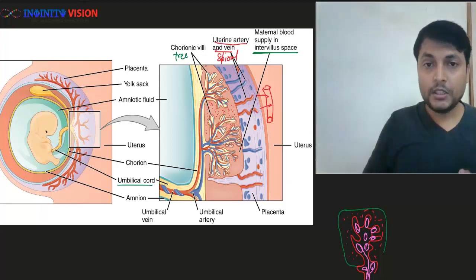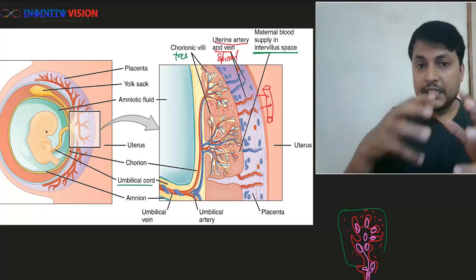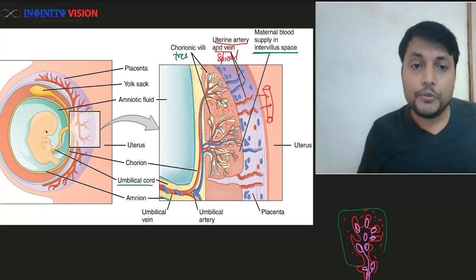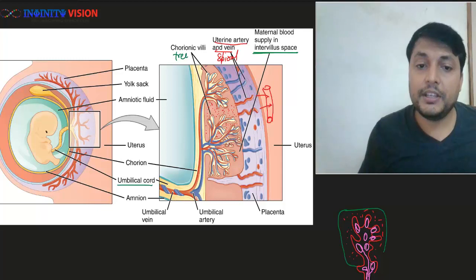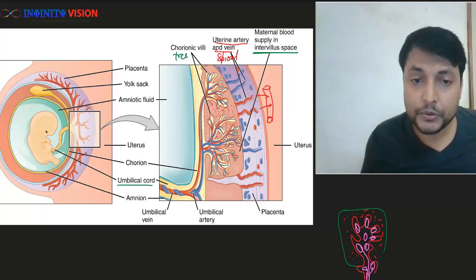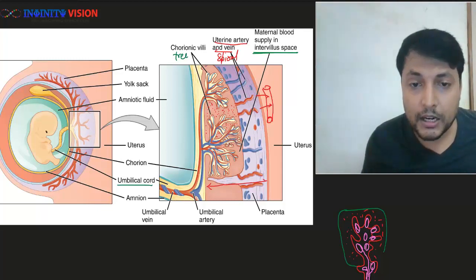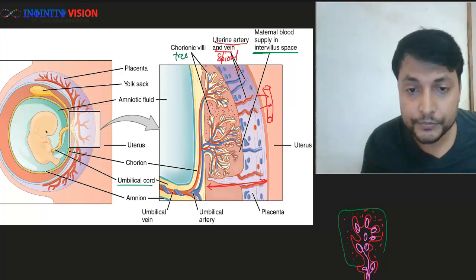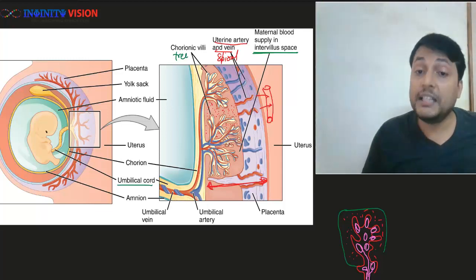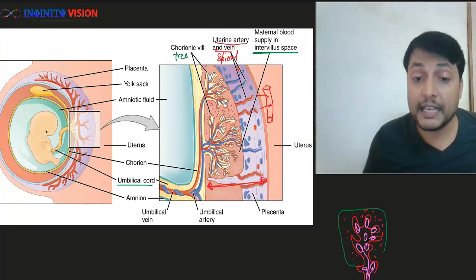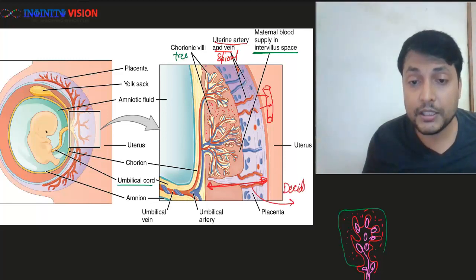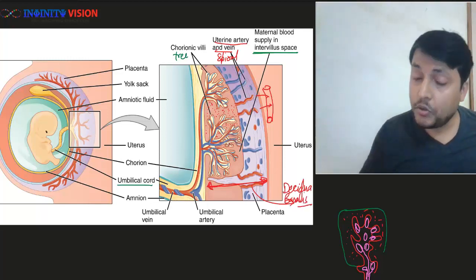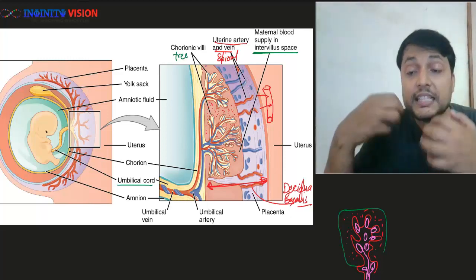Great. So this entire structure, if you see this part where chorionic villi is there, the maternal tissue part, from this up to this, the maternal tissue part which is participating in the formation of placenta is called decidua basalis. This is called decidua basalis. Why do we call it so? We call it so because it is deciduous in nature.